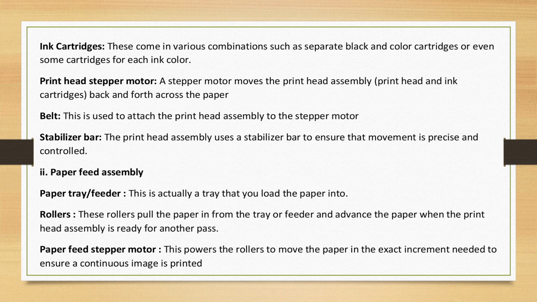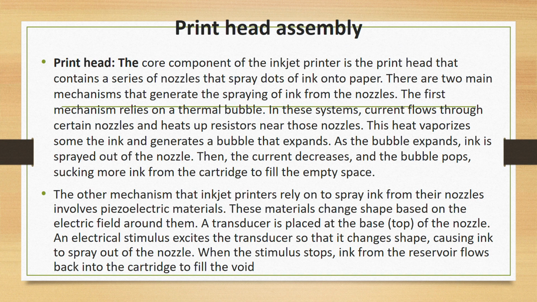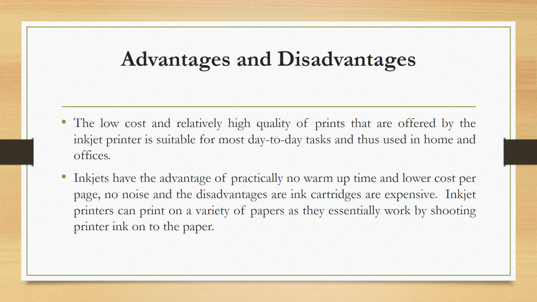So we come to the paper feed assembly, which is where the tray is, where you load your papers. There are rollers. It's what is putting the papers in and out. The paper feed stepper motor is just something that will put in the paper and feed it according to our main page. Print 4, print 5, they'll be given out like that. It's nothing much complicated.